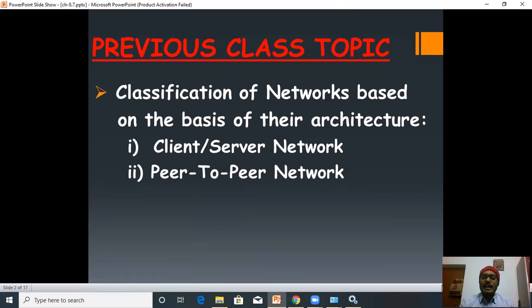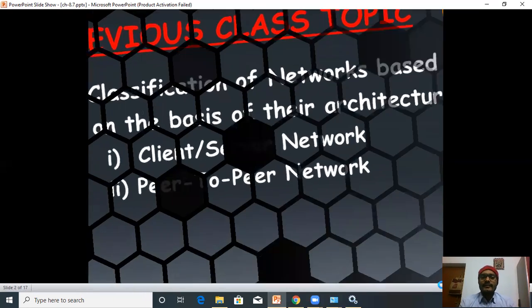In case of client-server network, only one computer can be the server, or more than one computer can be servers, and the rest of the computers are the client computers. But in the case of peer-to-peer network, no computer is the server, and all the computers can work individually. They can share the data as well as hardware resources.